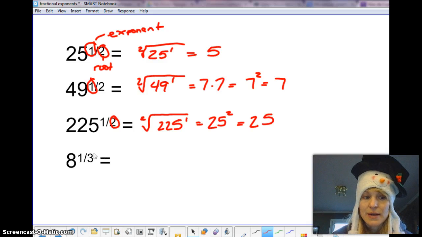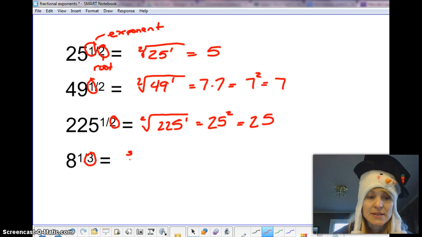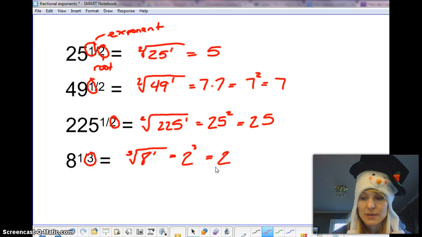So here, now I have a different root. This is my root of 3. So this is asking for the cube root of 8 to the 1 power, or just 8. So hopefully we know that 2 times 2 times 2, or cube to the 3rd power, is 8. So the cube root of 8 is 2. Okay, so just take a minute to sort of digest that.